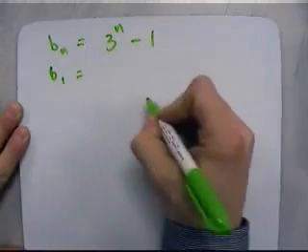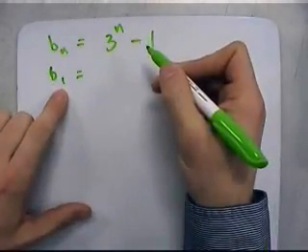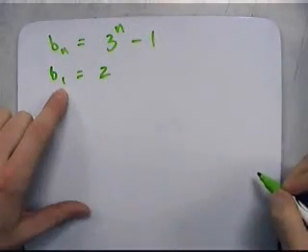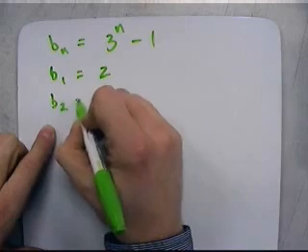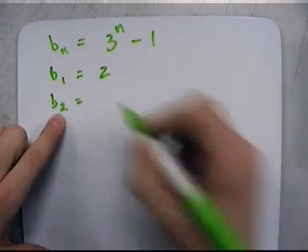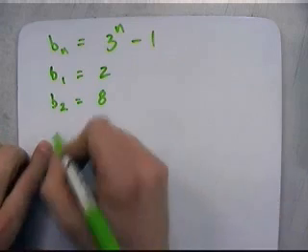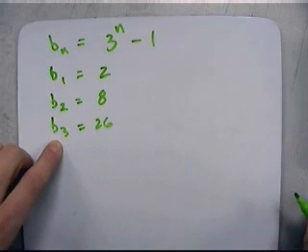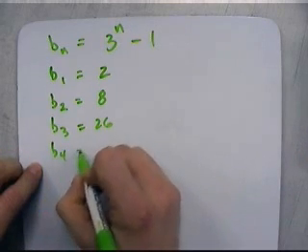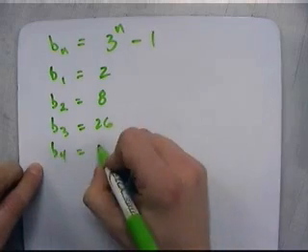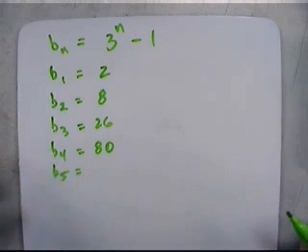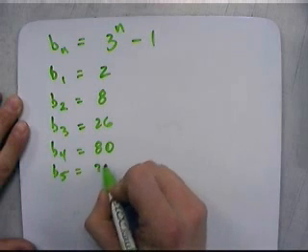But if I do b sub 1, it means just plug in a 1. And so if I plug in a 1, I get 3 minus 1, so I get 2. B sub 2, plug in a 2, so I'm going to get 9 minus 1, so that's 8. B sub 3, plug in a 3, it's 27 minus 1, so 26. B sub 4, plug in a 4, 3 to the 4th is 81 minus 1, so that's 80. And last one, B sub 5, 3 to the 5th is 243, and then minus 1, so 242.